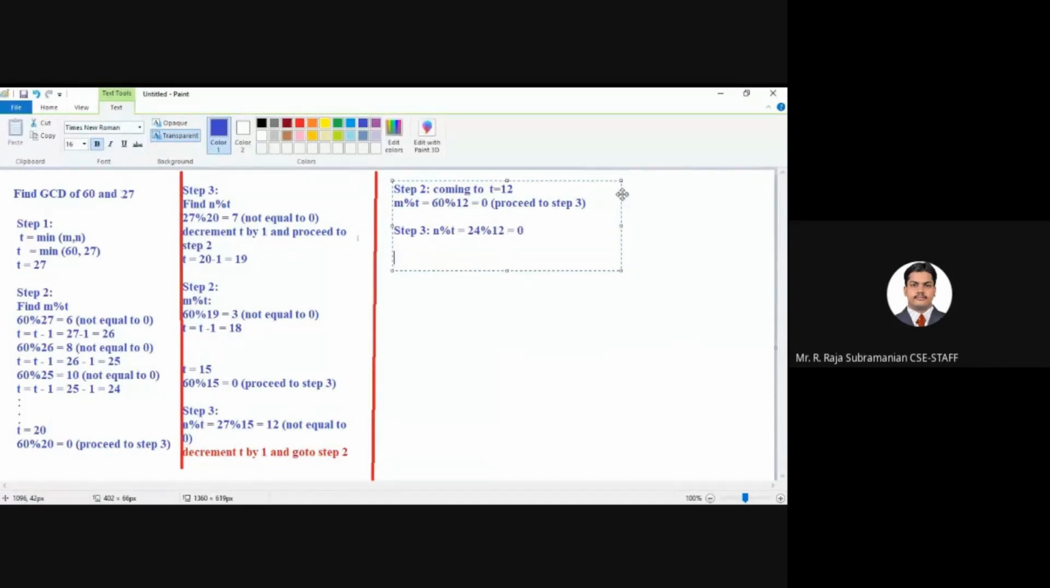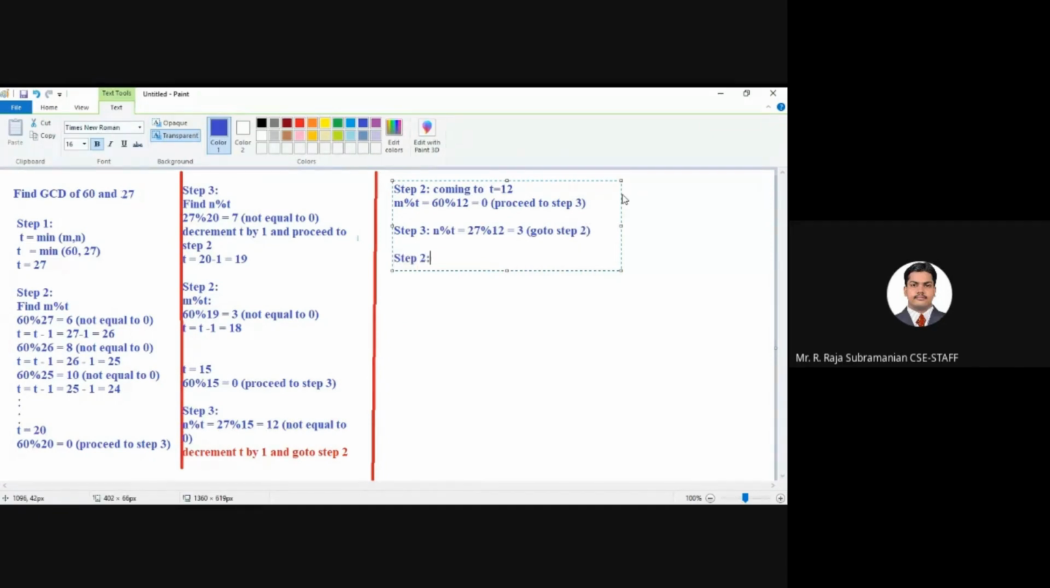So what should I do? Sorry, it is 27. So still I will not get the result, right? 27 mod 12 is equal to 3. So again go to step 2, and I come to step 2 again.